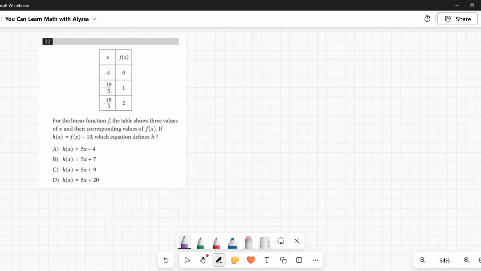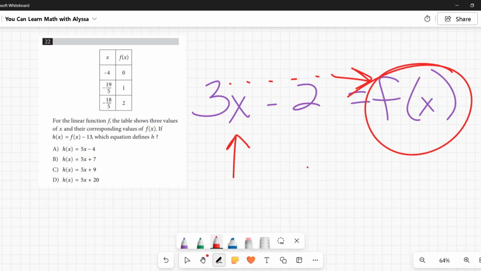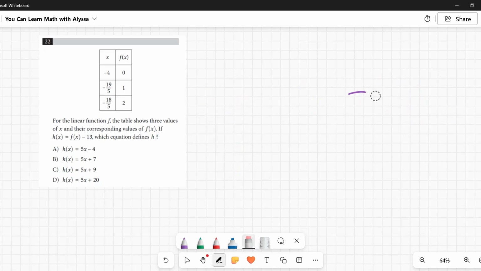So anytime we have a function, we have an input and an output. x is our input, f of x or h of x, whatever it is, is our output. So it's saying we plug a number in, like let's say if it was 3x minus 2 equals f of x. The numbers you plug in for x, you do this math, the number you get is your output, f of x. So that's what is represented in this chart. We have these x's and we have f of x.